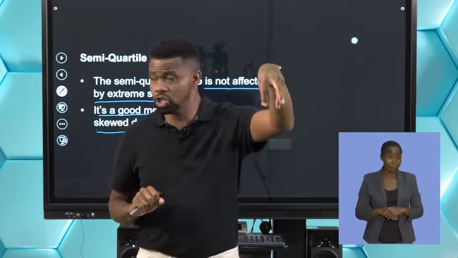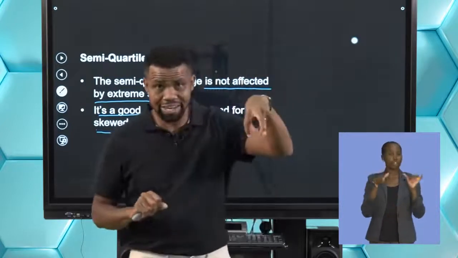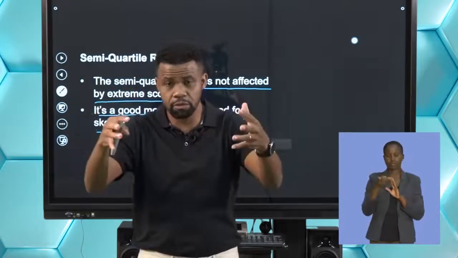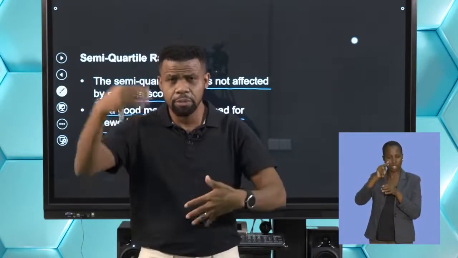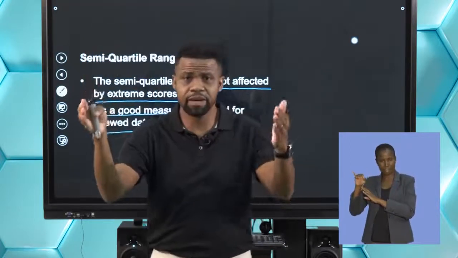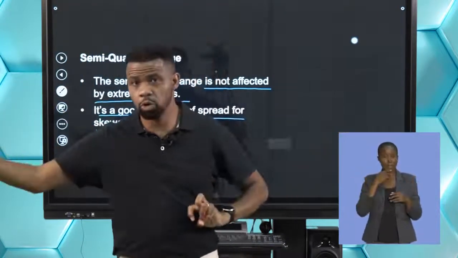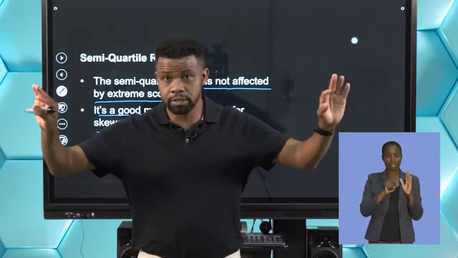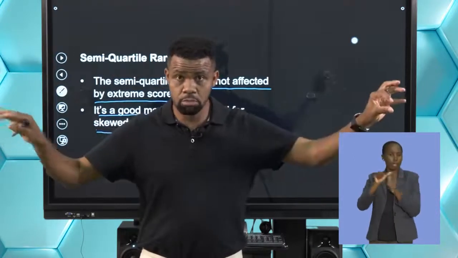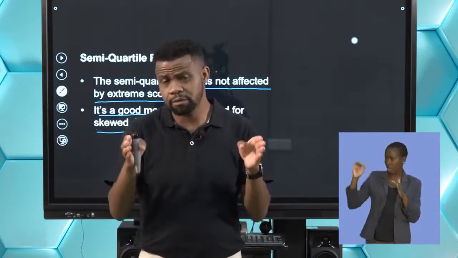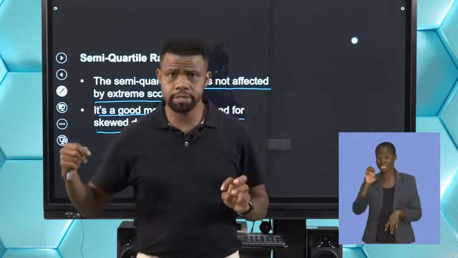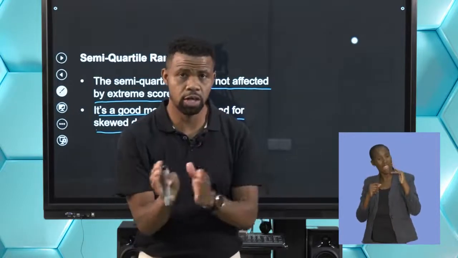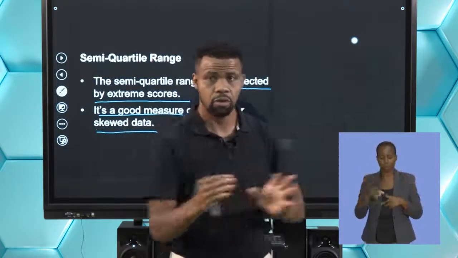So measures of what? Of spread. We had the range, interquartile range and semi-interquartile range. We said that the range can be affected by the extreme highs or lows. The semi-interquartile range is better because it avoids the extreme lows or highs, and it is also good for skewed data. Remember, skewed will be to the left or to the right.